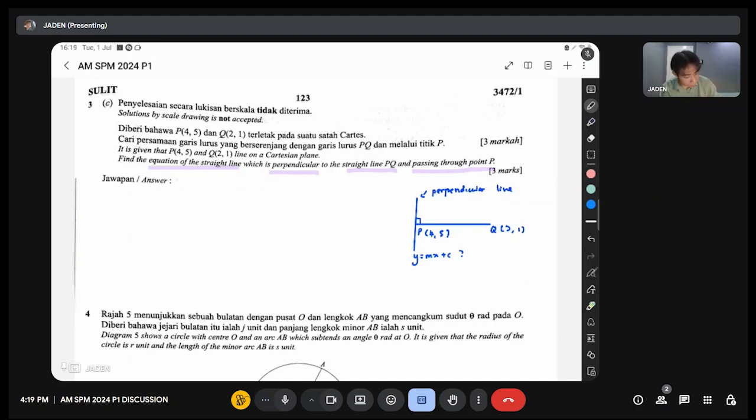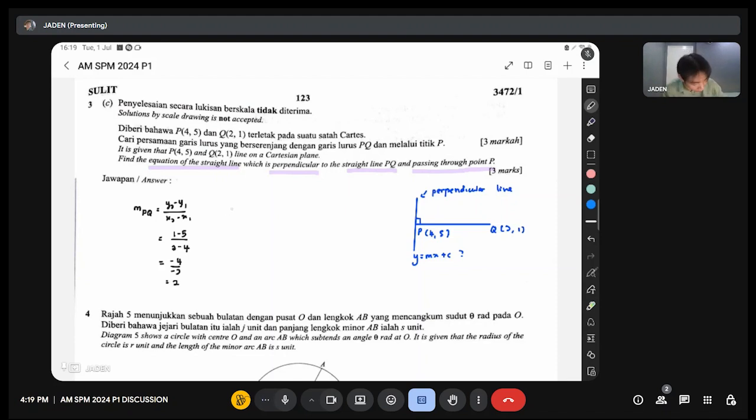So over here, I will go and find out gradient of PQ first. You too, please go and find out. Gradient of PQ can be found using y2 minus y1 divided by x2 minus x1. So y2 minus y1, all you will get is 1 minus 5 divided by 2 minus 4. It doesn't matter which coordinate you use first, as long as you stay consistent. So 1 minus 5 over 2 minus 4, you get -4 over -2, which eventually is +2.